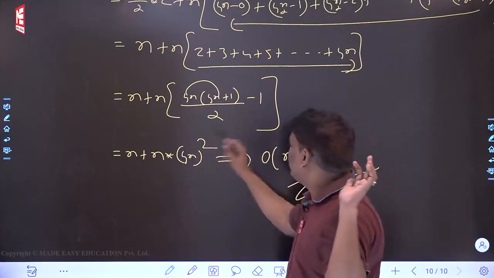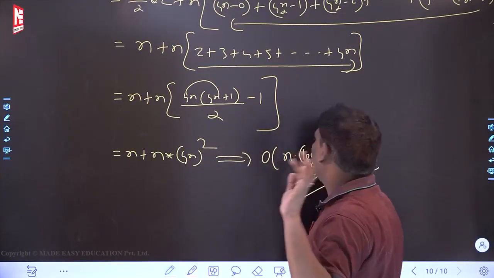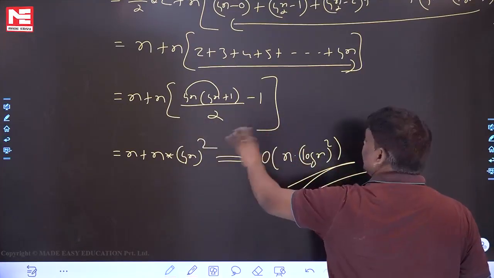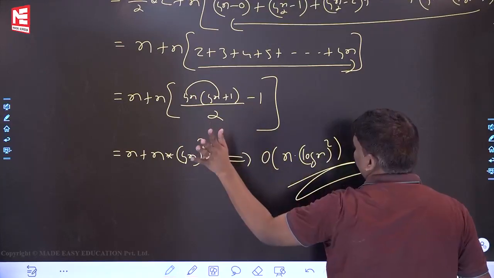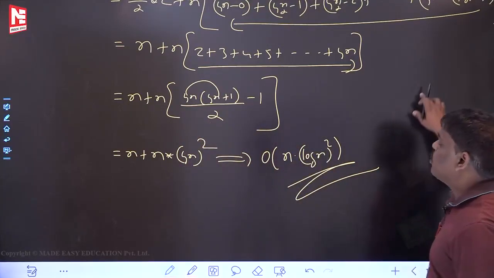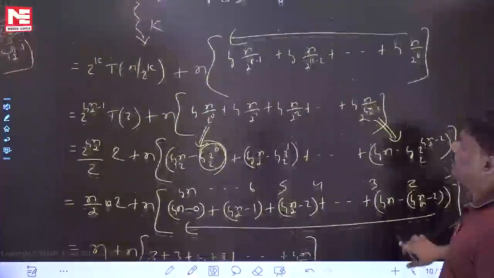And one more thing: left side, right side, the bigger function is the same, so you can write theta also. Small constants only I neglected. Functions I didn't neglect, small things only I neglected. Left side, right side, the bigger function is the same, so theta is also possible. The answer to this problem is n into log n square.